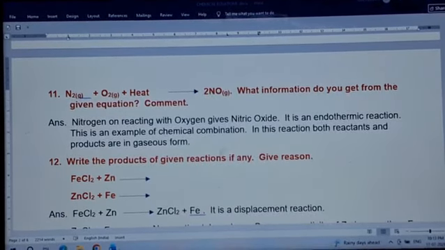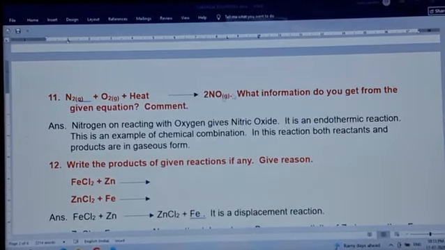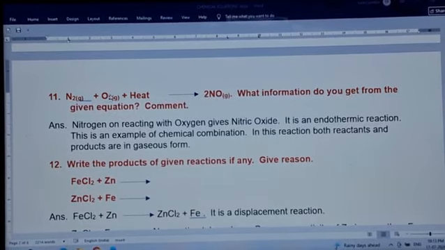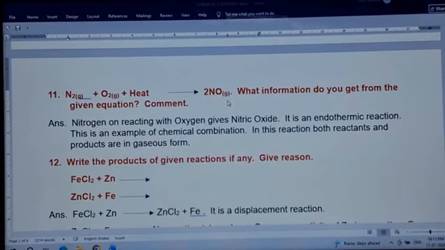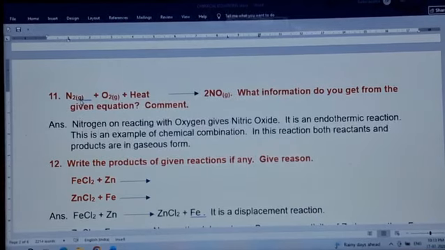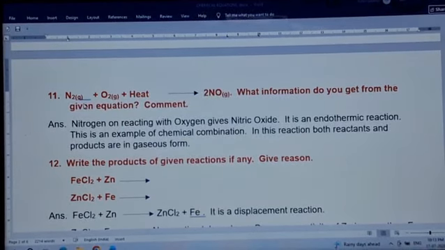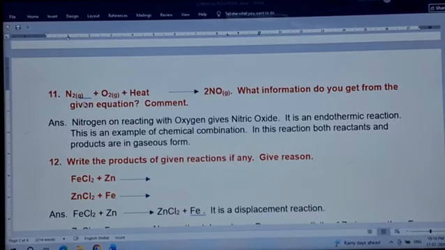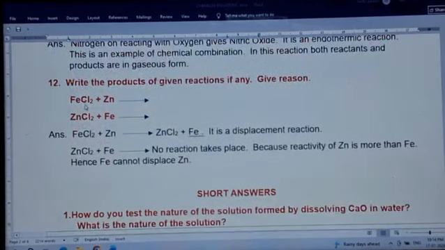And also in this reaction, both reactants and products are in gaseous form. This is the information you are getting with the help of the given equation. This G indicates gas, children. So both the gases are reacting, and you are getting gas only as the product. Nitrogen plus oxygen are reacting, it gives nitric oxide.